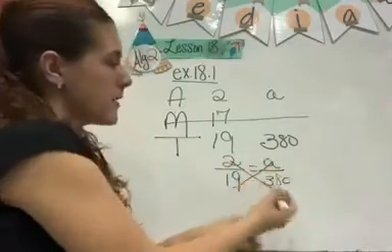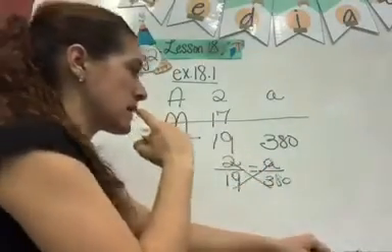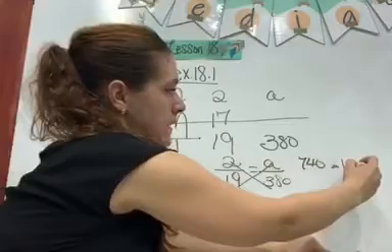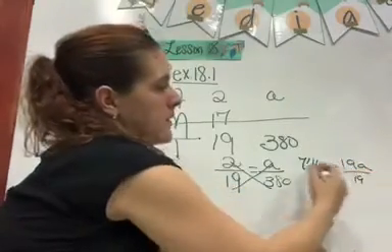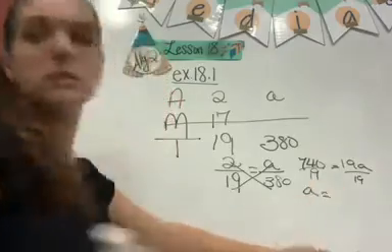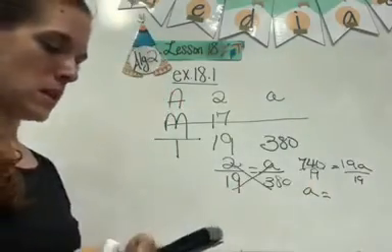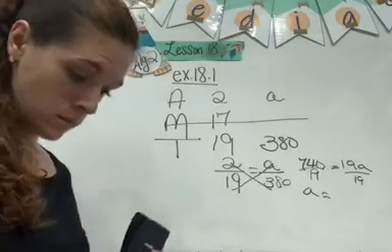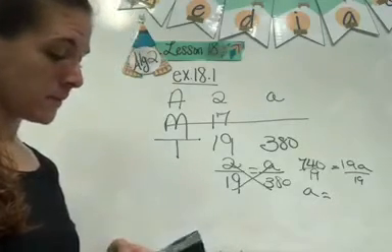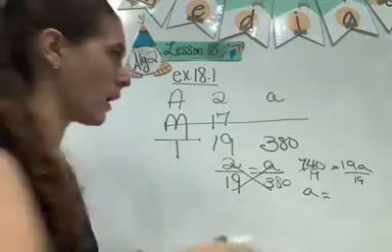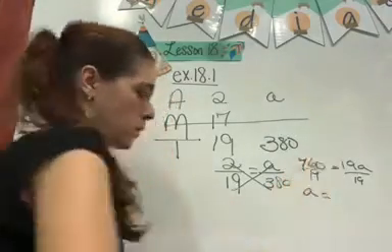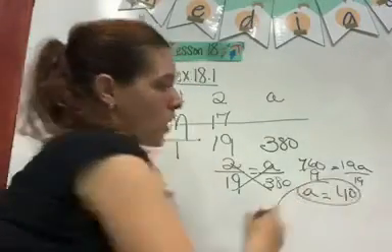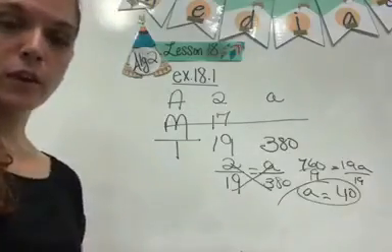We crisscross and multiply, so we're going to go 2 times 380 is 760 equals 19A. Divide by 19, divide by 19, so that's going to be A. Me and my math, 2 times 380, haha. I do that every time. Why can't I add right anymore? Okay, 760 divided by 19 is 40. And there is your answer for the first example.